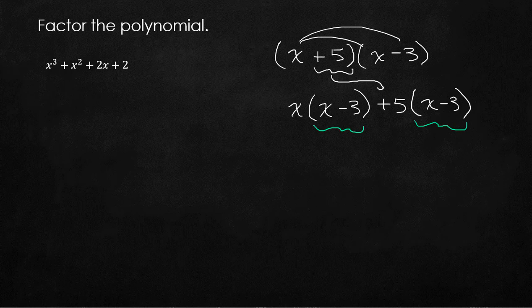For now, let's get back to the example of x cubed plus x squared plus 2x plus 2. Well, the first thing I'm going to do is group terms together. So I'm grouping x cubed plus x squared, and I'm grouping 2x plus 2.